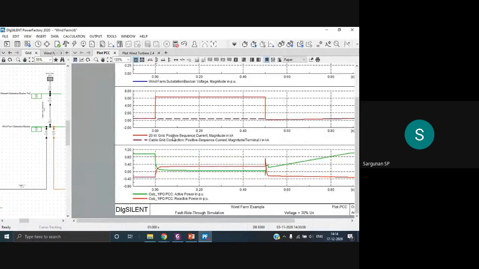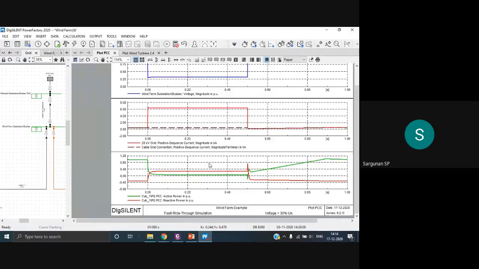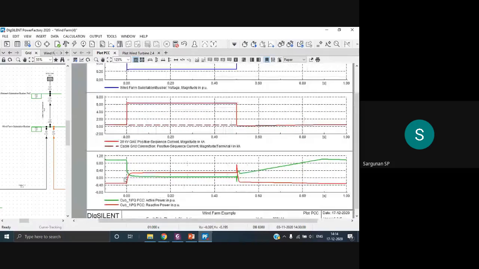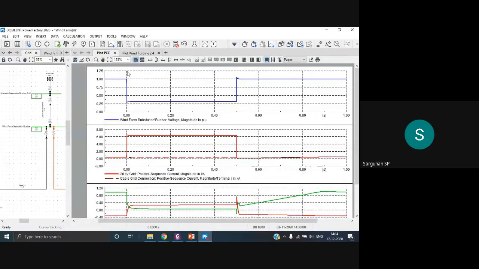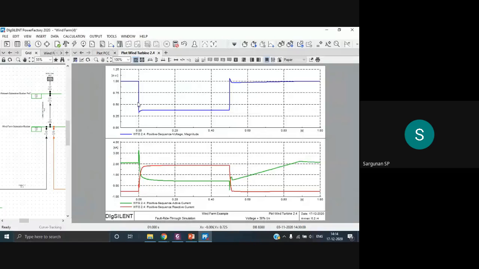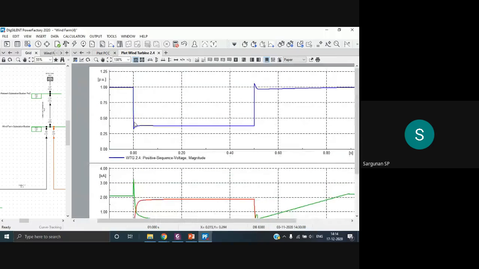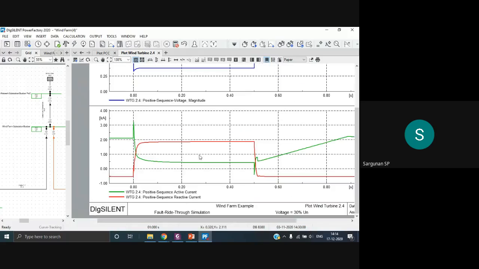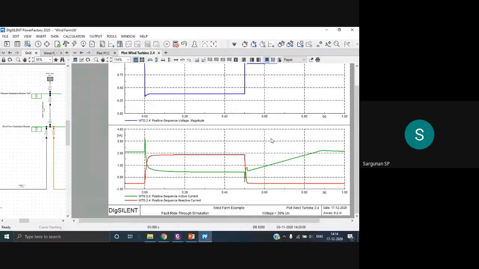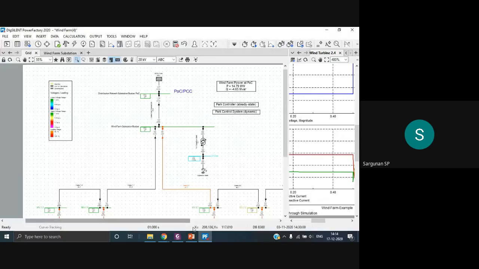Now I have proved that my wind turbine, especially my inverter, is capable of producing such reactive power when there is a disturbance in the system. We can even examine that at the wind turbine terminal itself. At the wind turbine terminal also you can see there is a voltage drop, active power is reduced, and reactive power is getting injected. So this is all about the LVRT studies.